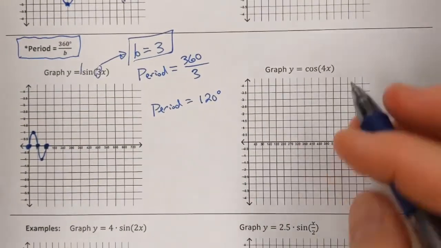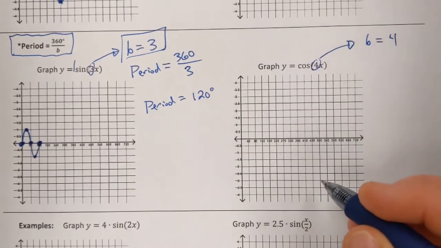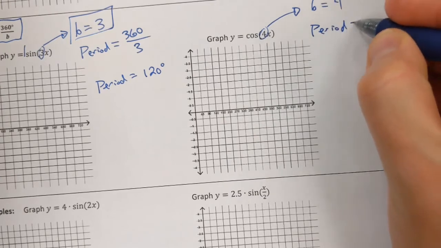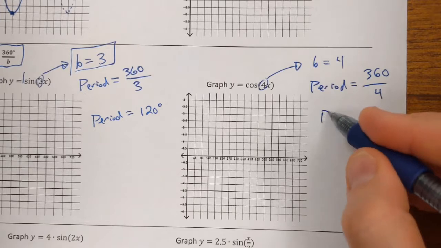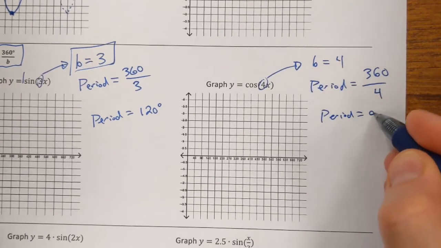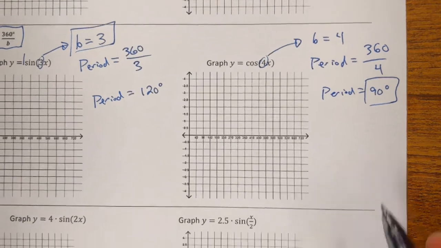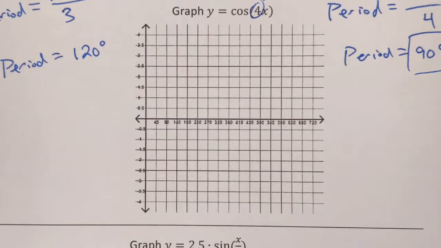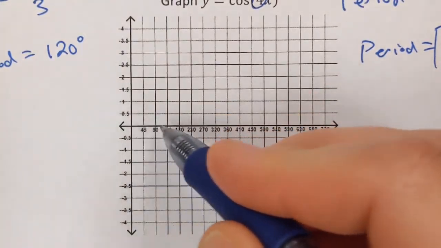Okay, and this is going to be even crazier. Here we have a b-value of 4. So remember, the formula is the period is 360 divided by 4. So here, the period is only going to be 90 degrees. That's a very small period. So now my entire cosine wave, and let me try to zoom in on this a little bit, my entire cosine wave now is going to have to all happen within this 90 degrees here.